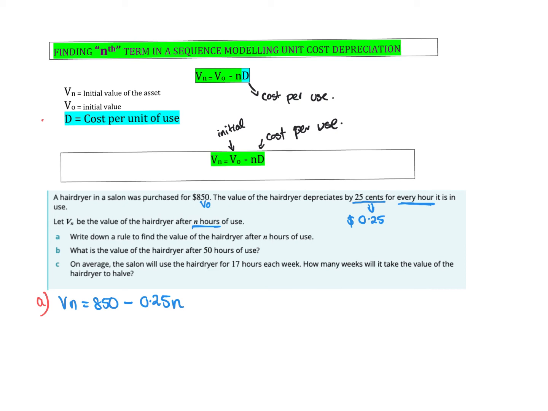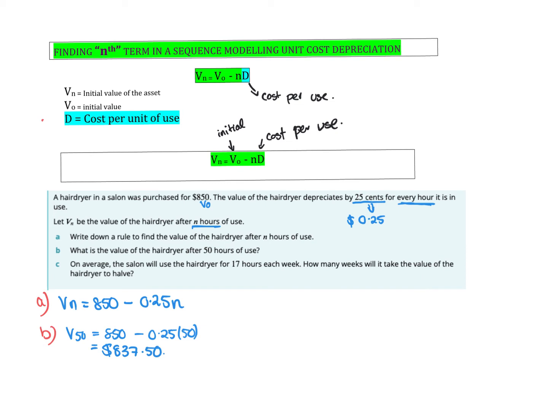So be careful there. What is the value of the hairdryer after 50 hours? That means I'm trying to find V50. So it would be 850 minus 0.25 times 50. A lot of these are common sense, like you could have worked it out logically. So sometimes it's good to think about it like that as well. Okay, so that ends up being $837.50.